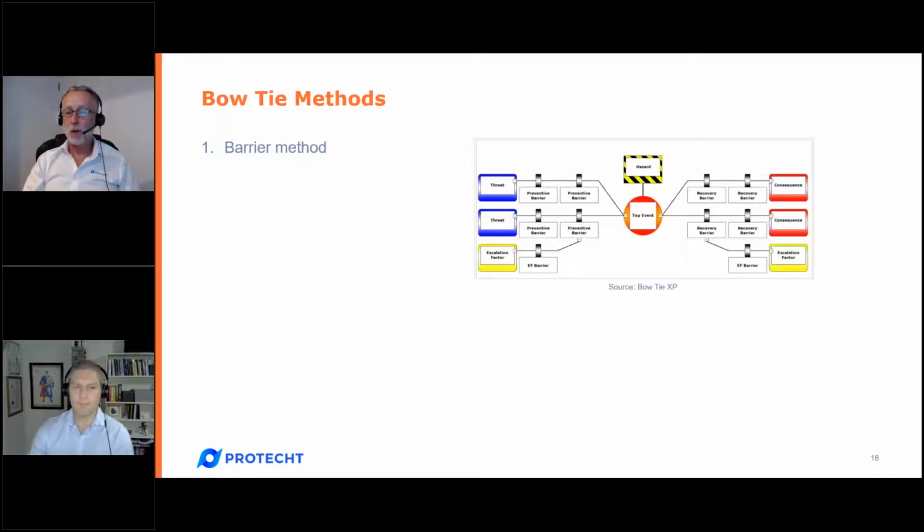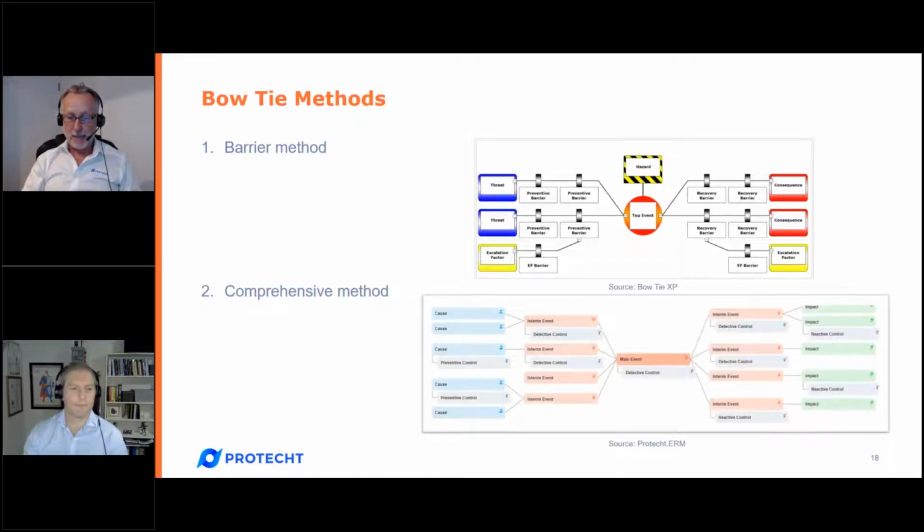Now this has been around for quite some time, but at Protecht we tend to favour the comprehensive method. Now if you've never heard of the comprehensive method before, don't worry, we made it up because it never had a name. Because we use it, we literally called it the comprehensive method. Logical, why? It's the same as the barrier method, except now we also show the interim events that connect the cause to the main event, and the main event to the impact.